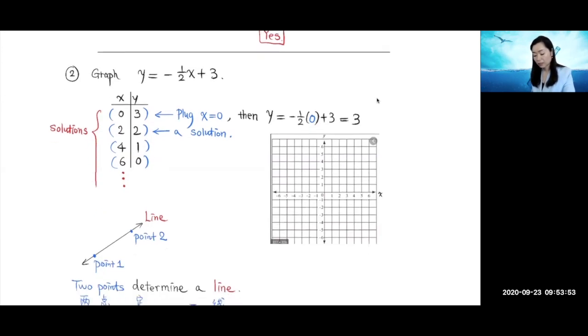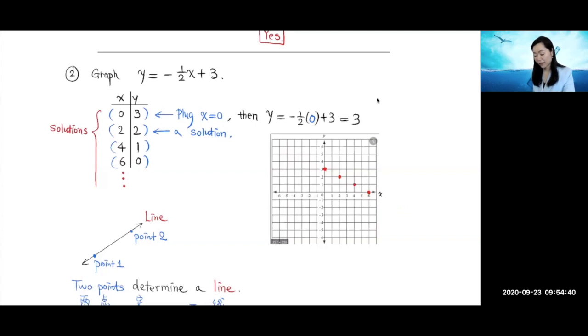Now, let's plot those ordered pairs as points. So x coordinate 0, y coordinate 3. Let's see what happens. x to be 0, y to be 3 will be over here. x to be 2, y to be 2 over here. And (4, 1) over here, and (6, 0) over here. Now, what do you notice about those points? Well, they all line up on one straight line right here.